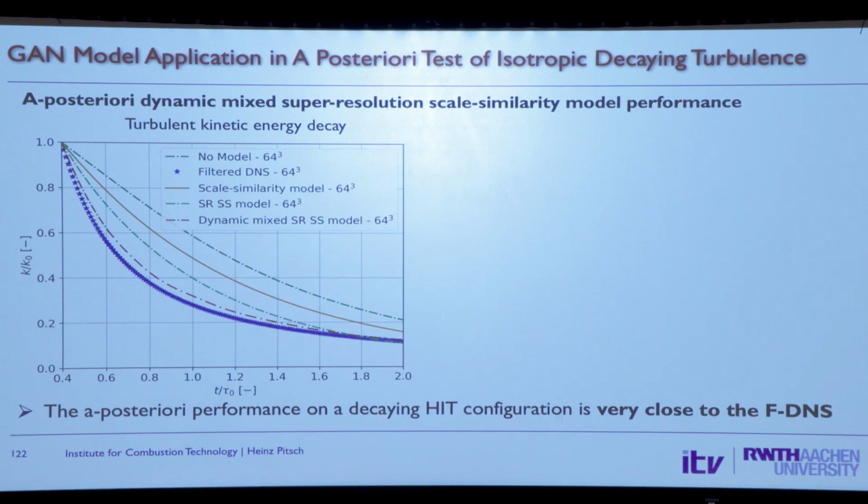So this is decaying isotropic turbulence. This is the kinetic energy of isotropic turbulence, it decays in time, and the DNS are these symbols here, or the filtered DNS are these symbols, and then I can solve the momentum equations. This is all without reactions. I can solve the momentum equations without a model. I get this, and with the scale similarity model, I get this one here, and then with a super resolution scale similarity model, I get this, and this is the model. Actually, the final model is the dynamic mixed super resolution scale similarity model. And that's actually not so bad.